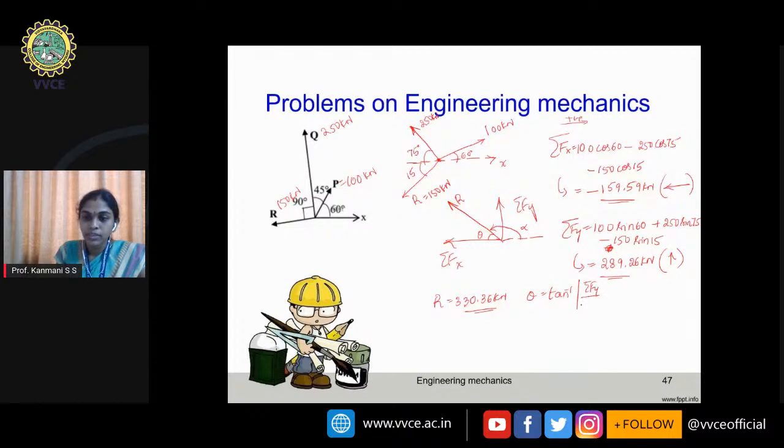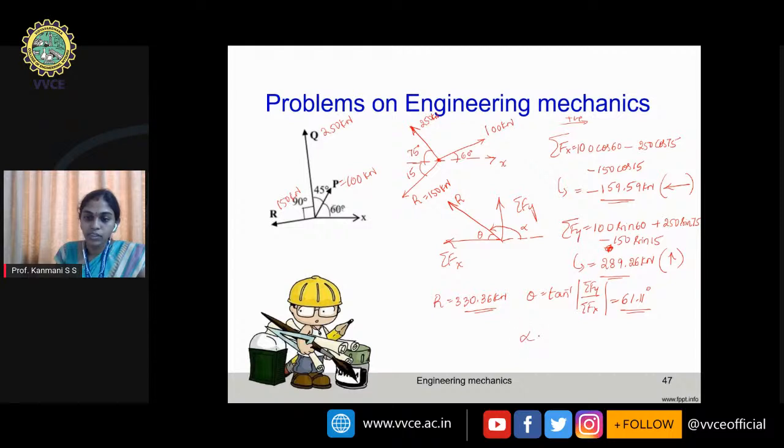And alpha, so if I call this theta, theta is simply tan inverse of summation Fy by summation Fx. If you do that, you will get 289.26 divided by 159.59, which is 1.81. So tan inverse of 1.81 will become 61.11 degrees. That is your theta.